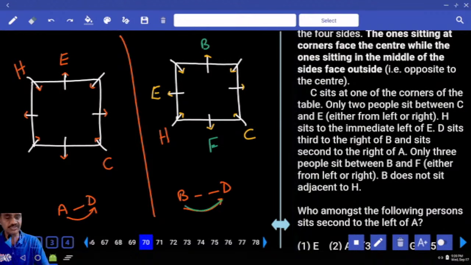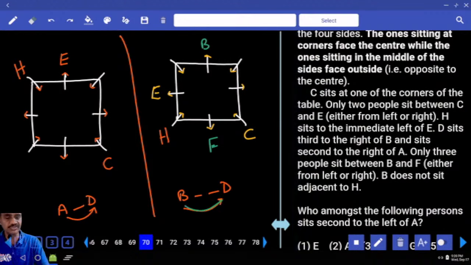Now, in this case, can you take B and H like this? Now, B and F. If B is here, F will be here. Possible or not possible? Now, if B is here, then D sits second to the right of B, then D will be here. Now, D is here, then D is seated second to the right of A is not possible. Is it possible? Now, here it will be second to the left, but not right.